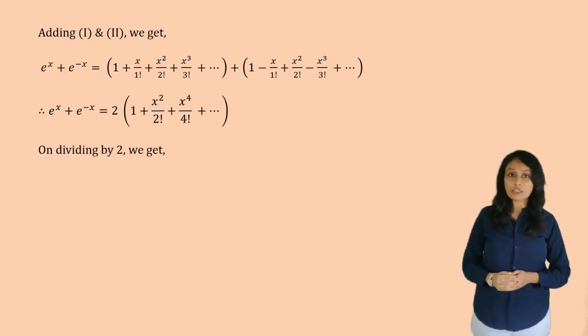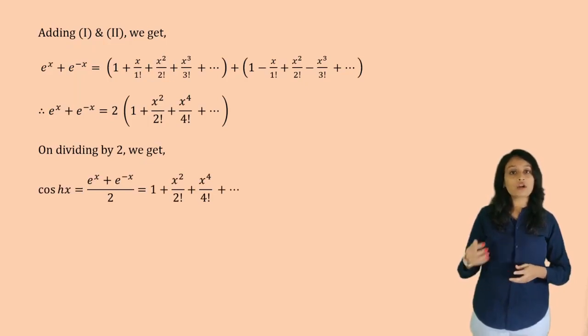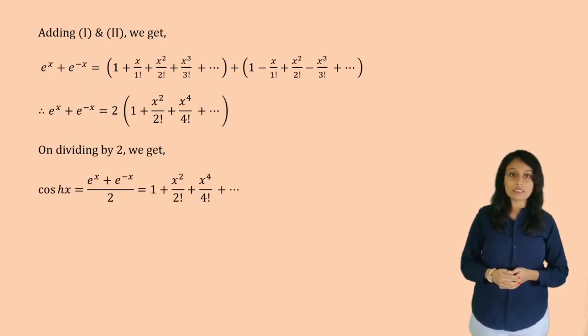Now the last task is what? We have to divide it by 2. So on dividing by 2, we'll get cos hx, right? So cos hx is what? e raised to x plus e raised to minus x upon 2. So 2 will get cancelled and the final answer is 1 plus x square upon 2 factorial plus x raised to 4 upon 4 factorial and so on.